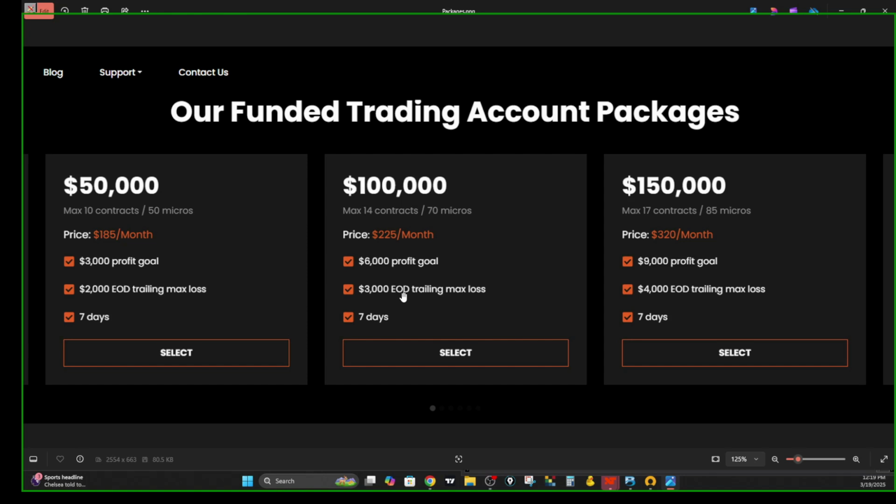3 shots, using $750 of risk just on the S&P only of someone else's money. Why would you not take that opportunity? What's your profit goal? Your profit goal on a $100,000 account would be $6,000.